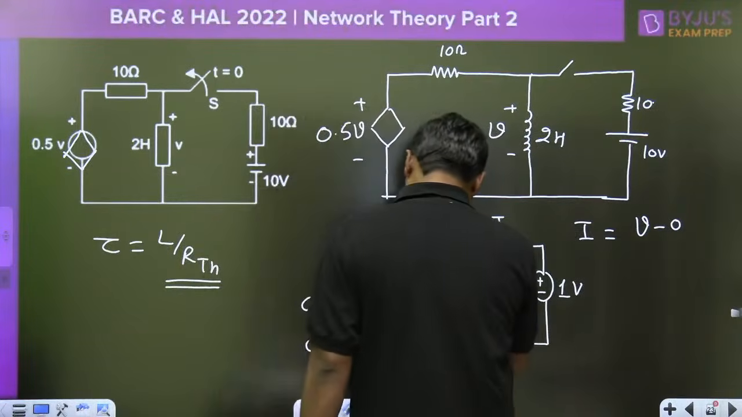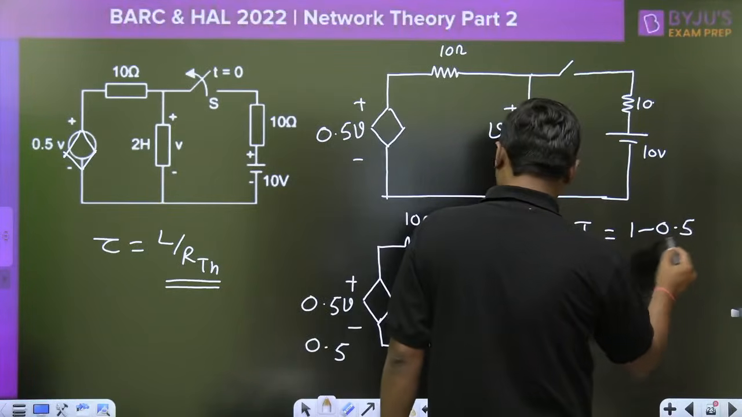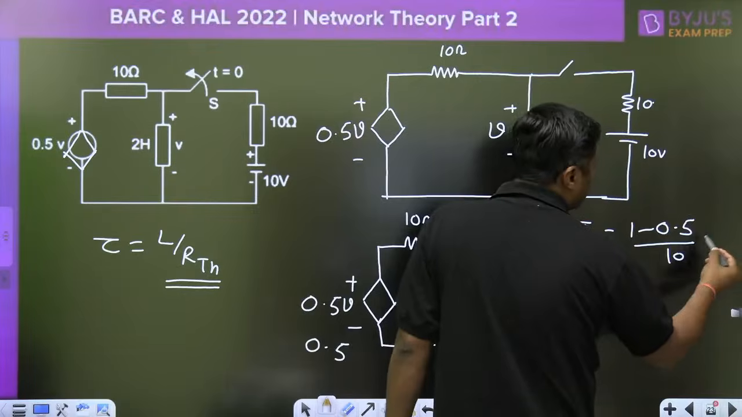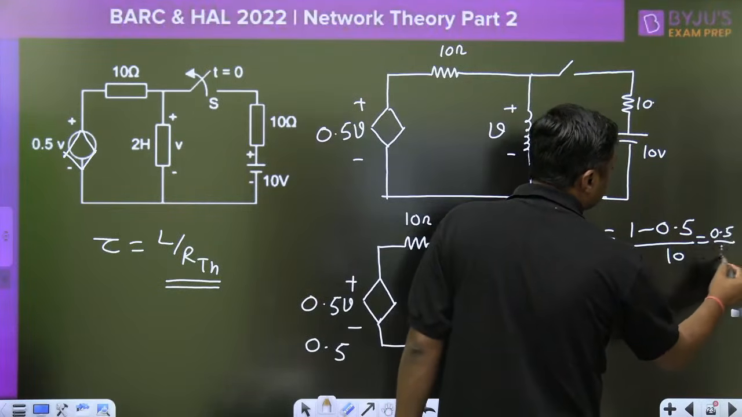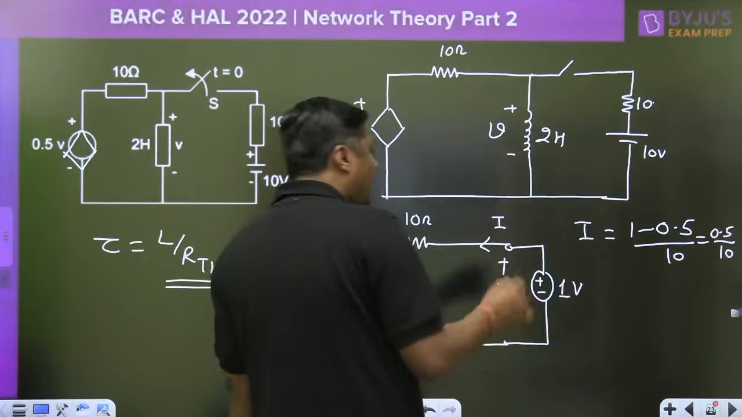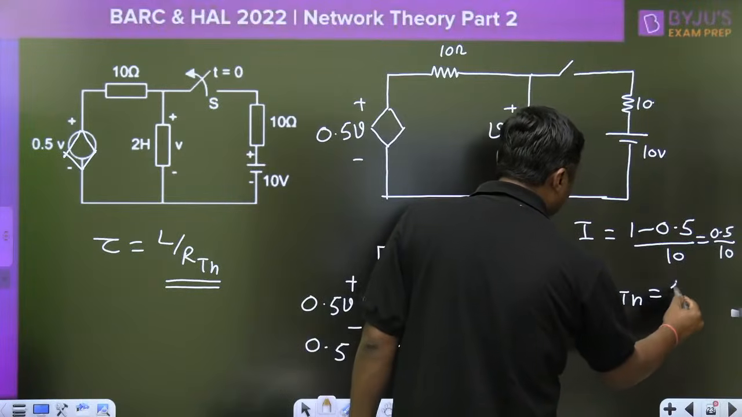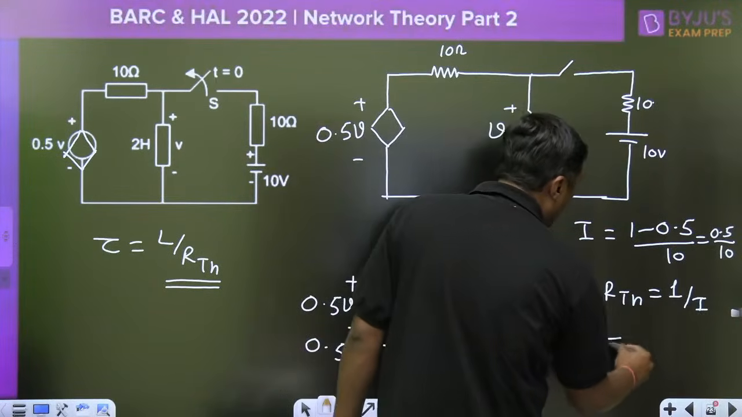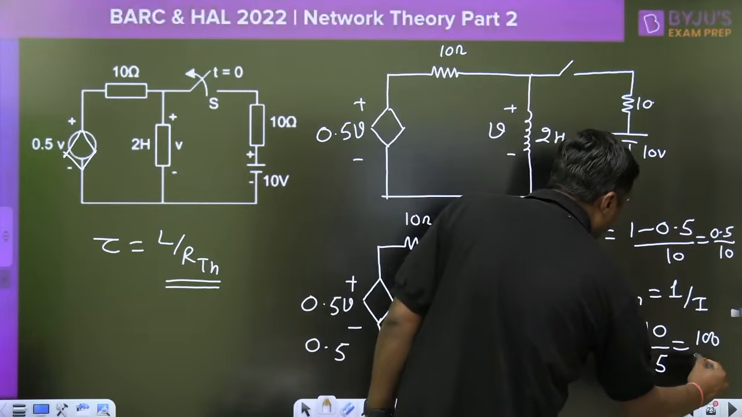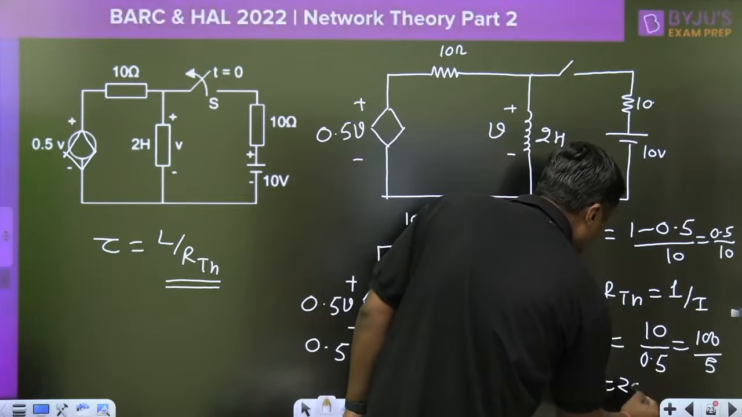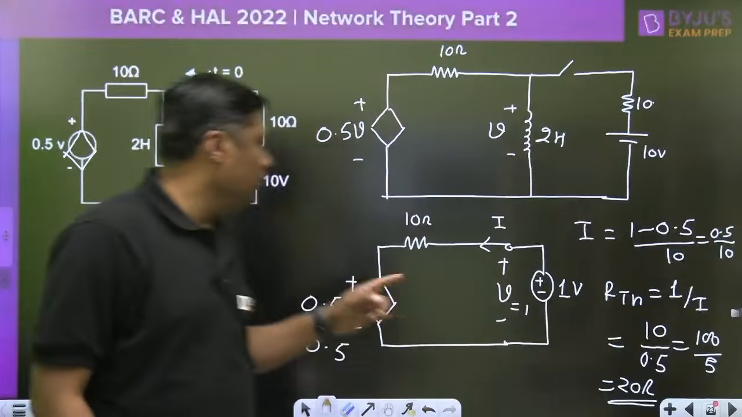We can write I is equal to 1 minus 0.5 divided by 10. So that is 0.5 divided by 10. That is the value of I. So what is the value of the resistance RTH? 1 by I, that is 10 divided by 0.5. This is nothing but 100 divided by 0.5, 20. Am I correct? That is how we can calculate the value 20.